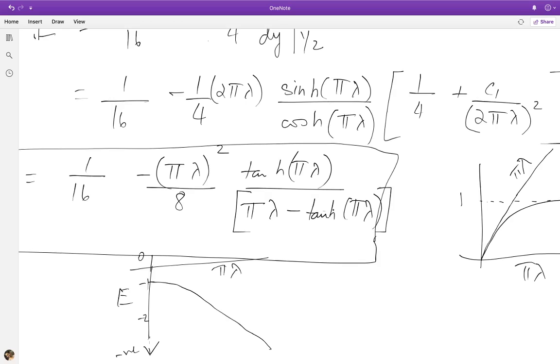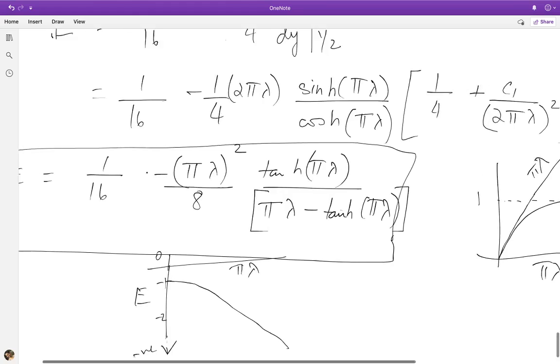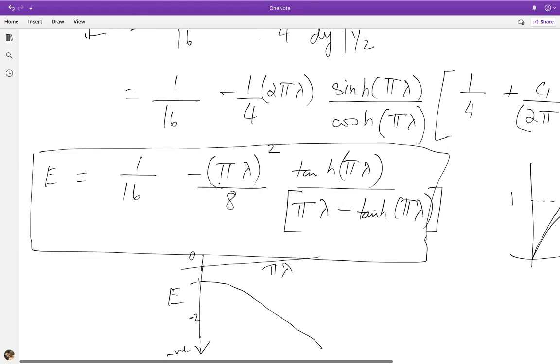Right, at large pi lambda, of course you will see that this pi lambda will dominate over the tanh term. That would cancel, so you have minus pi lambda, which will be much larger than 1 by 16. So certainly at large aspect ratios, you expect E to go as minus pi lambda. So that's why you can see that I've drawn it as a straight line, because it indeed does. The asymptotic behavior is to become increasingly negative linearly with pi lambda.